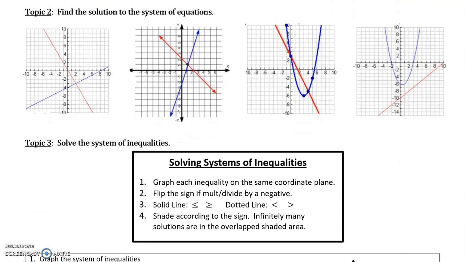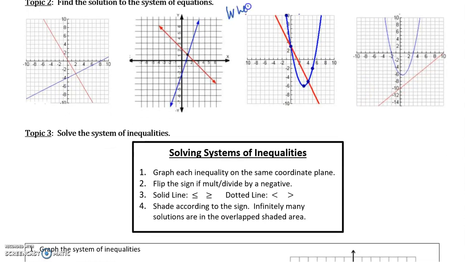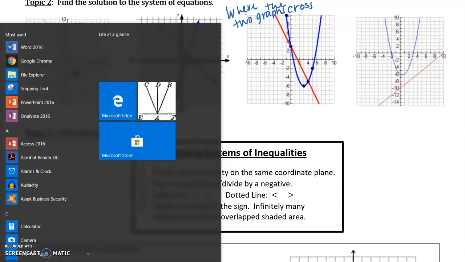When we're doing systems of equations, meaning that we have two different graphs on the same coordinate plane, we don't care about where the graph crosses the x-axis. We want to know where the two graphs cross. It's where they cross each other. So your answers for these should always be points.